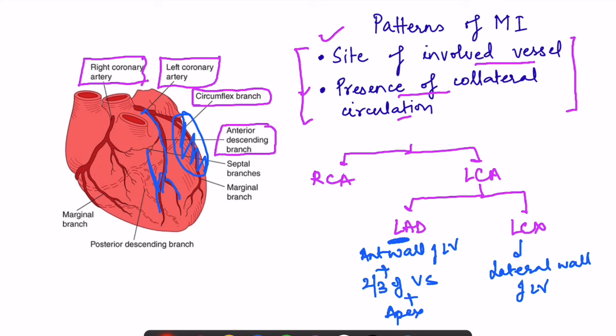Right coronary artery supplies the right ventricle. This side it is supplying, so it is supplying the right ventricle. Now, the posterior and basal part, the posterior and inferior aspects of the left ventricle, we have not discussed.